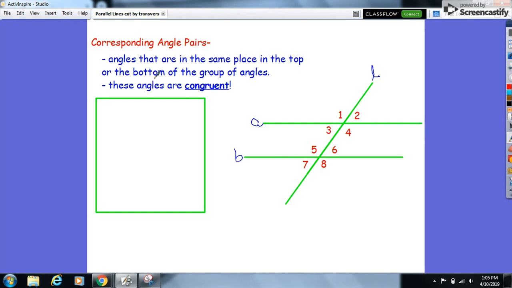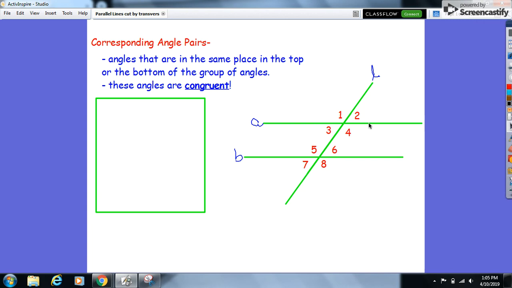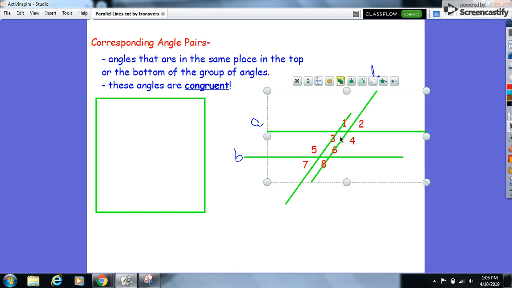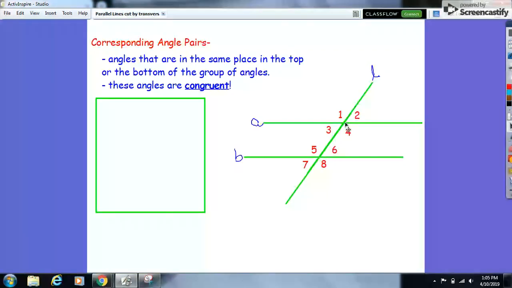So the first relationship I want to talk quickly about are what are called corresponding angles. Now, corresponding angles are angles that, if you notice, I've got 4 up at the top and 4 at the bottom. If I were to pick up this set of angles right here and set it down on top of these angles, the corresponding angles are the ones that are sitting on top of each other now. So in other words, they're in the same place at the top as they are at the bottom.